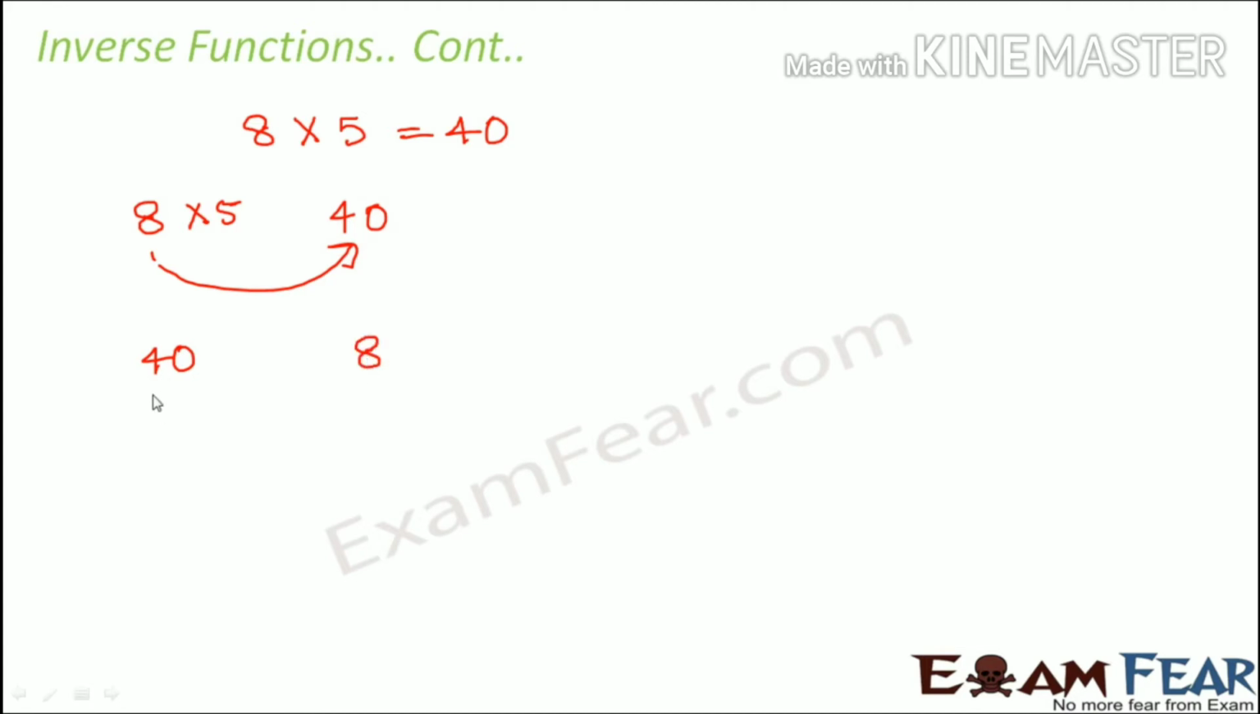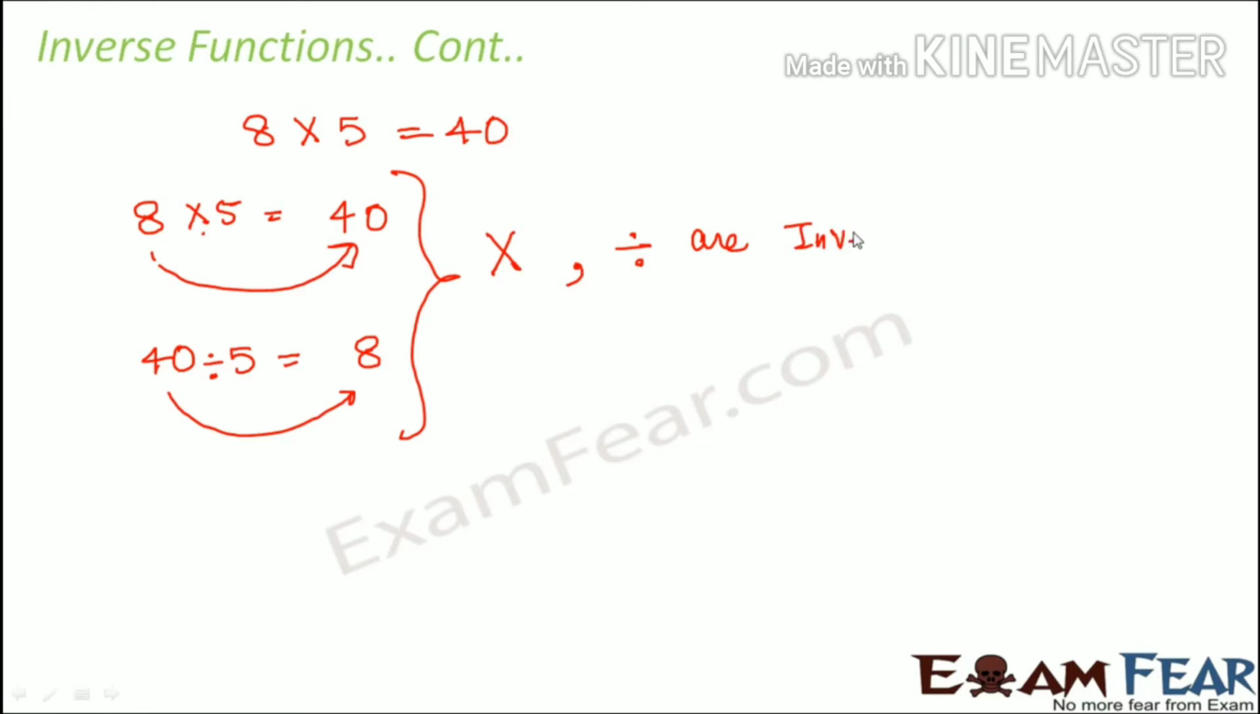Now if I tell you that I give you 40 and you have to make it 8, what will you do? How will you get 8 from 40? So this time also you deal with the same number 5, but instead of multiplying, you divide. So 8 multiplied by 5 gives you 40, which means that 40 divided by 5 gives you 8. So with this you get to know that multiplication and division are also inverse functions.